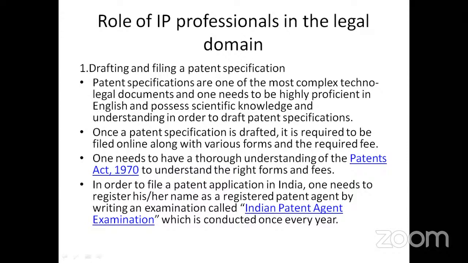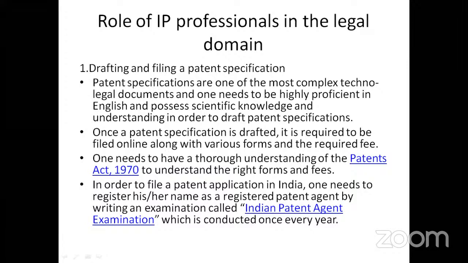One needs to be highly proficient in English and possess scientific knowledge and understanding in order to draft the patent specifications. Once a patent specification is drafted, it is required to be filed online. Nowadays, it is done online along with various forms and the required fees. One needs to have a thorough understanding of the Patents Act 1970 to understand the right forms and fees. This Patents Act 1970 is available in all bookshops, and you can buy that and go through that. It describes how the patent has to be filed and what is a patent and all those things.